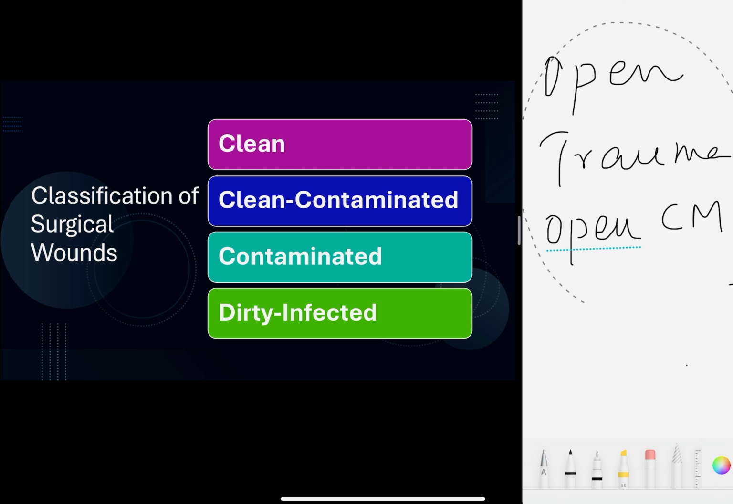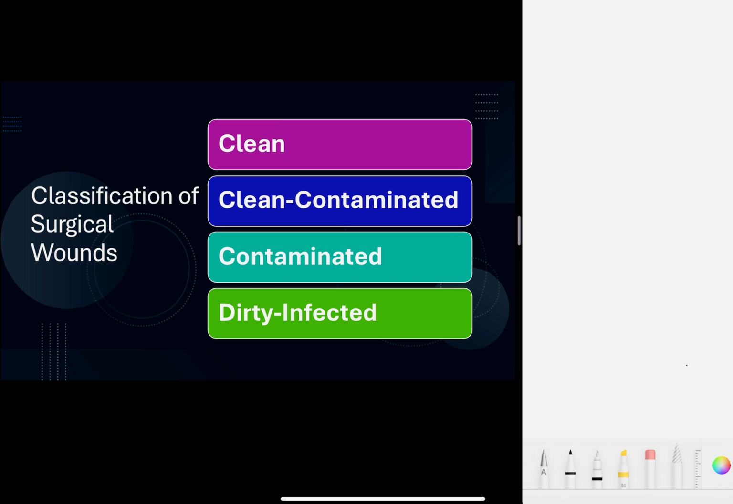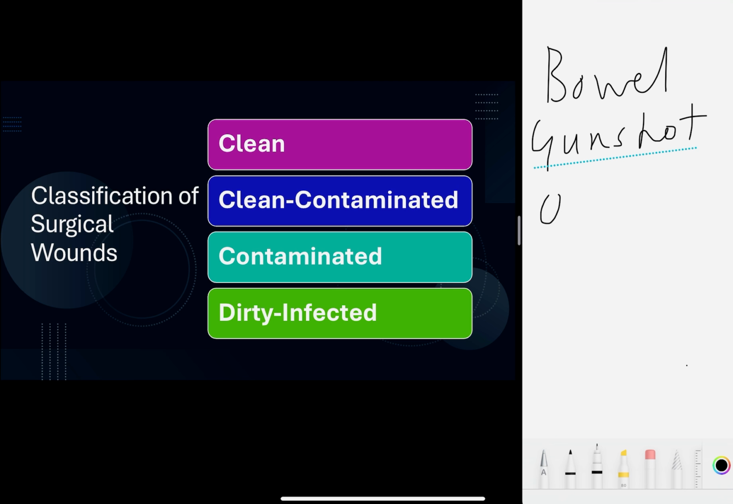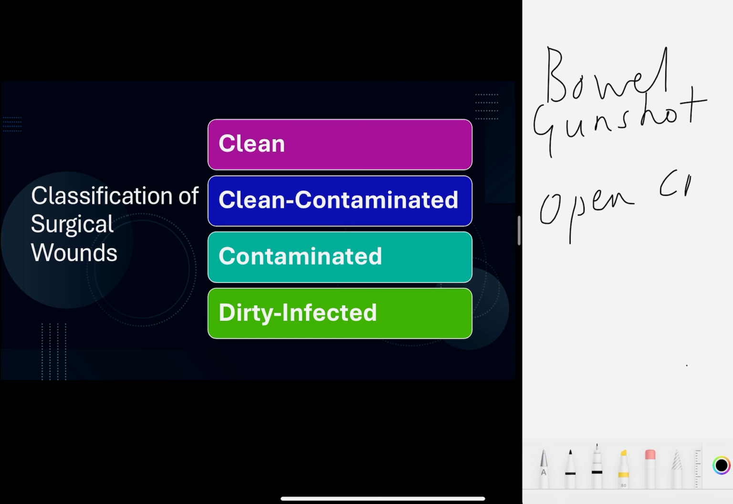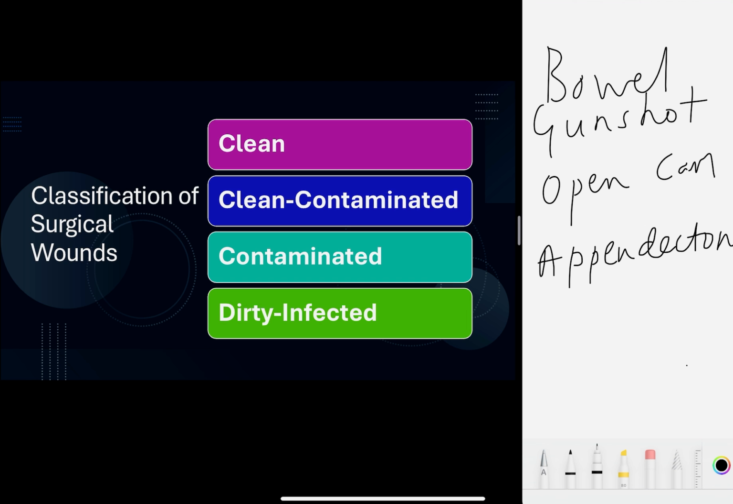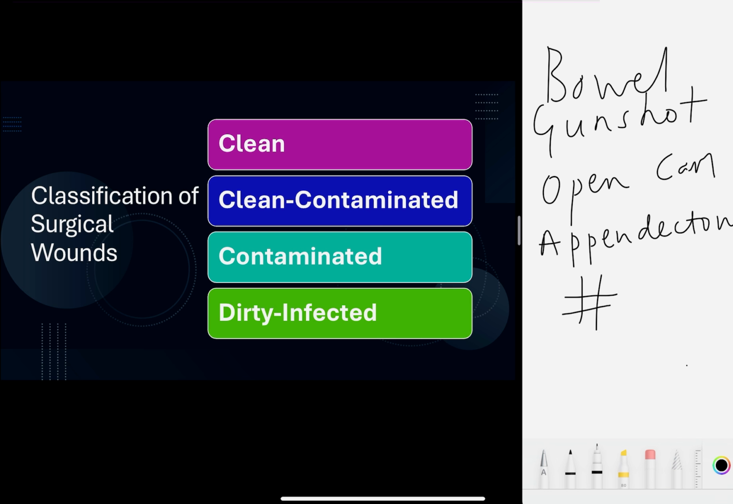So what are some of the examples? Some of the examples are bowel resection with spillage and gunshot wound to the abdomen, open cardiac massage, appendectomy, use of unsterile instruments and surgery for open traumatic fractures. So these are some of the examples of contaminated wounds.